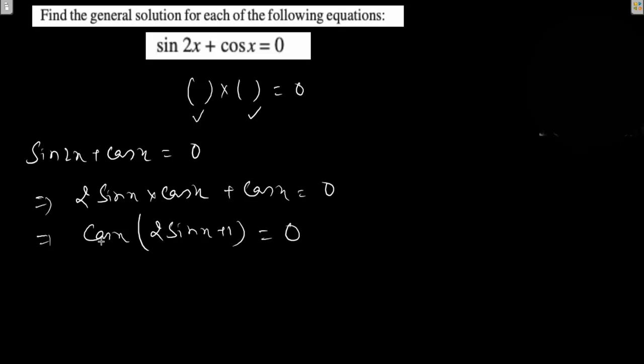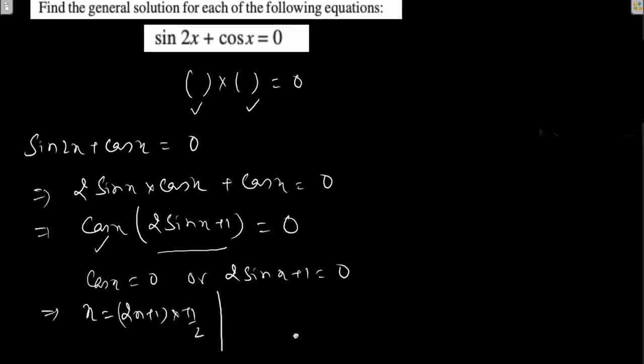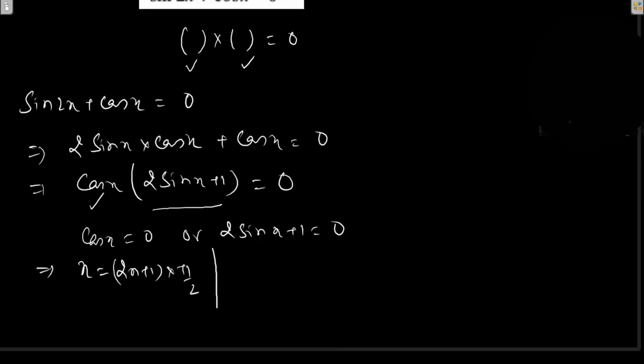So what will happen? Either cos x is 0 or this part is 0, alright? I think you can understand this part after following the third question. So either cos x equals 0 or 2 sin x plus 1 is equal to 0. In this case, we know that when cos x equals 0, we can simply write x equals (2n plus 1) into pi by 2. Simply, this is my general solution. And the other one, let's try to solve it. When 2 sin x plus 1 equals 0, then my 2 sin x is nothing but minus 1, and sin x will be minus 1 by 2.